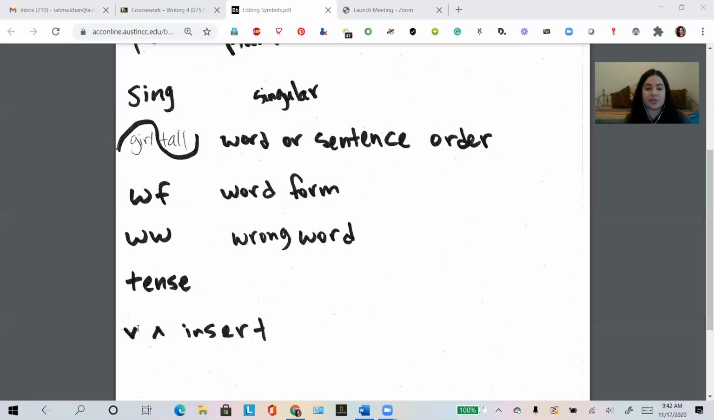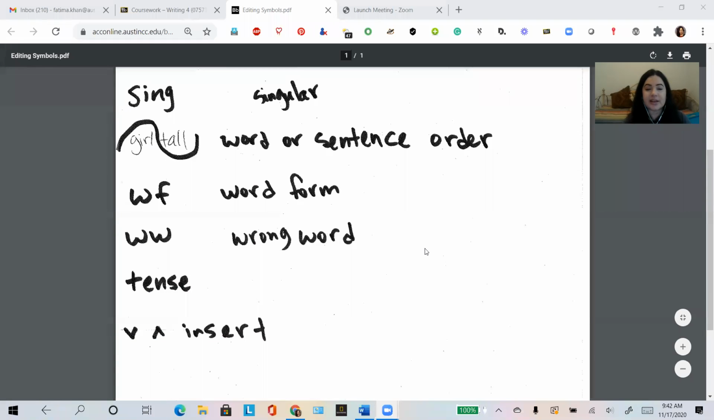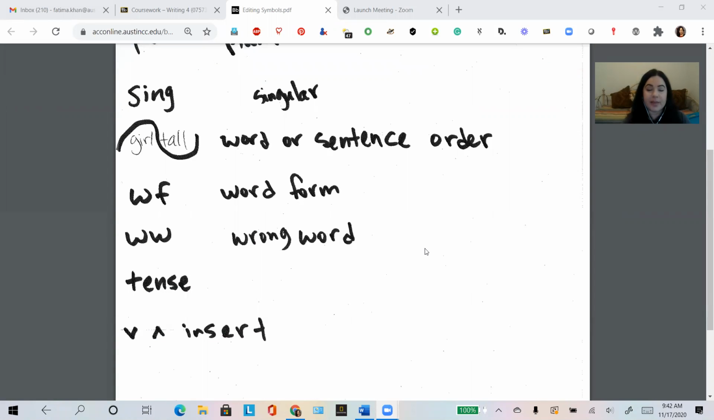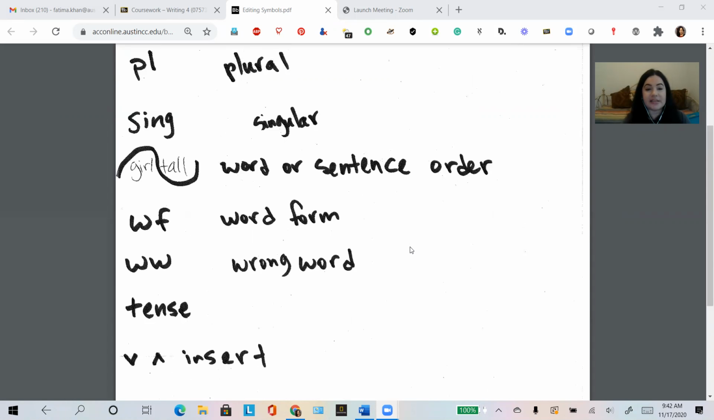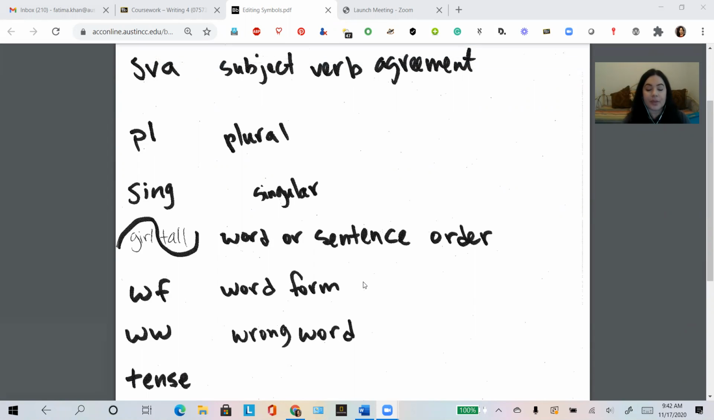And then this little triangle is like insert, where sometimes I'll make an insert and write a word that should go somewhere. Anyway, these are the symbols that I would be using if you were writing your papers by hand. And these are also the same things that I check for when I'm editing your papers on Google Docs. And instead, I might write WF, or I might write word form in the little comment instead of writing it underneath your mistake in your handwritten paper.